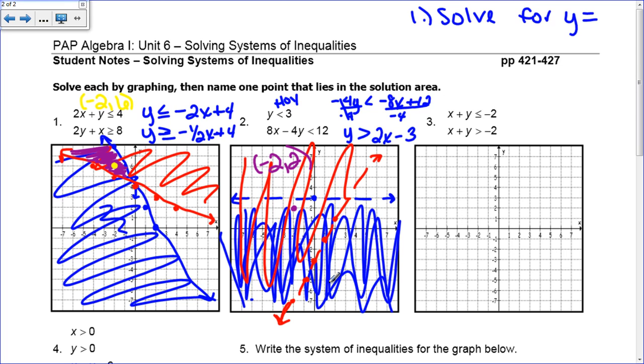So I'm going to have you pause for just a second. I want you to solve both of these for y, and then I want you to graph the two lines. Don't worry about the shading. Let's graph them first, and then we'll talk about the shading. So pause and then come back and we'll talk about it.